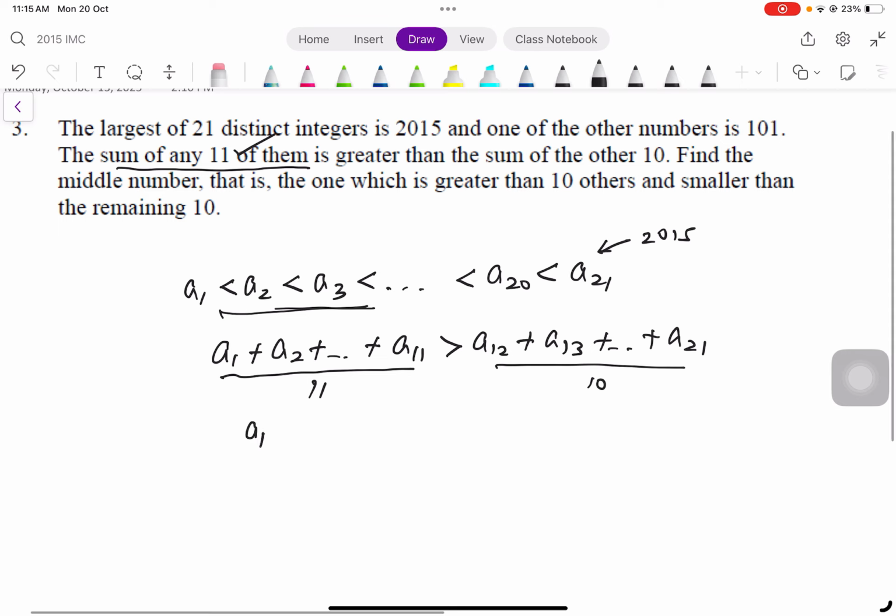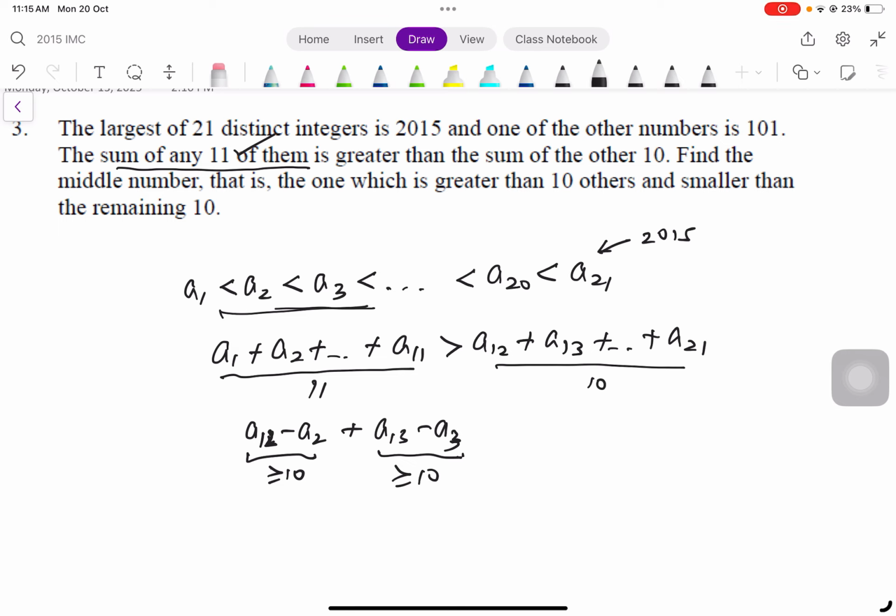Can you see that the gap A12 minus A2 is greater than or equal to 10? Obviously. And then you look at the next gap, A13 minus A3. This gap is also greater than or equal to 10. Therefore, you go all the way to the last one, which is A21 minus A11. This is also greater than or equal to 10.